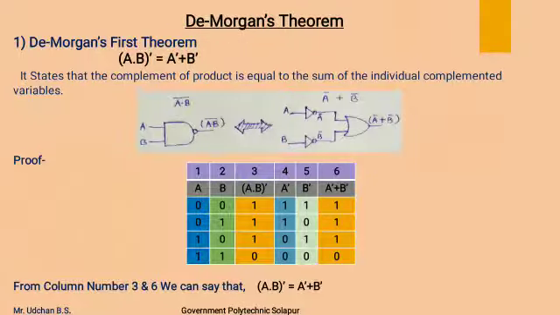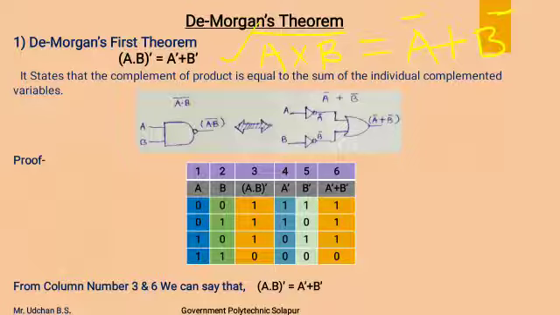Now next we will see De Morgan's theorem. There are two theorems, De Morgan's first theorem and De Morgan's second theorem. As per De Morgan's first theorem, (A into B) complement can be written as A complement plus B complement. That is, this theorem states that the complement of a product is equal to the sum of the individual complemented variables.